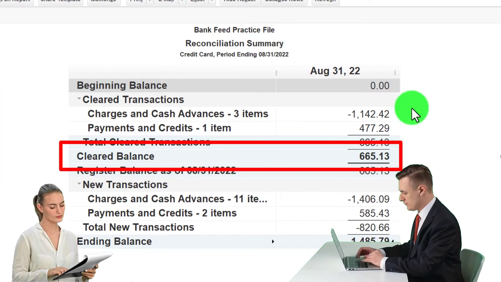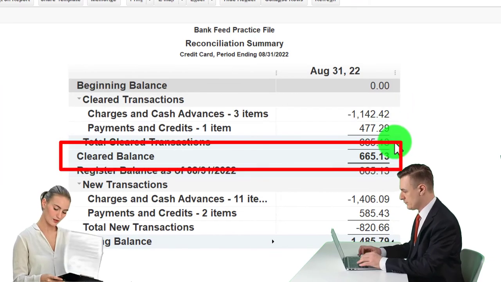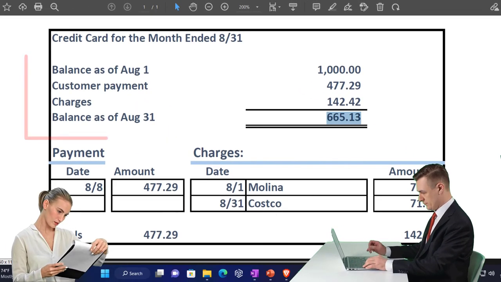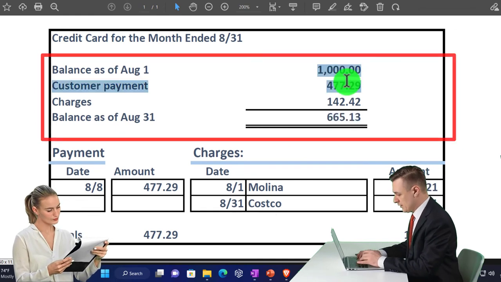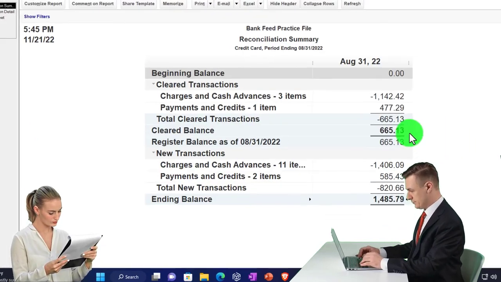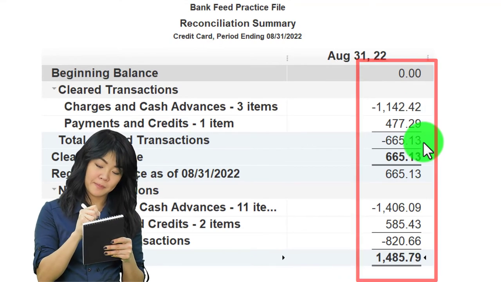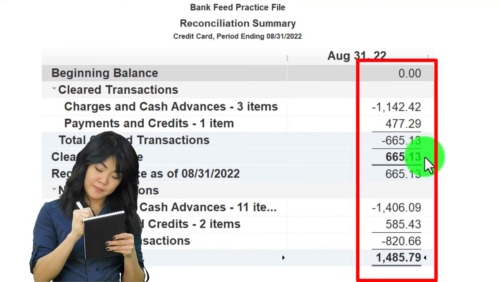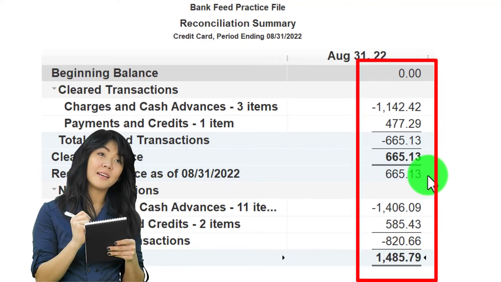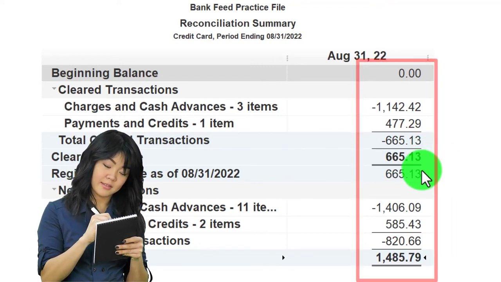This is basically just recapping what is on the actual bank statement, except it's kind of messed up here because these two are combined together. As you can see, that's our beginning balance issue. But there we get to the ending balance. And this then is going to show you the differences between the cleared balance and the register.